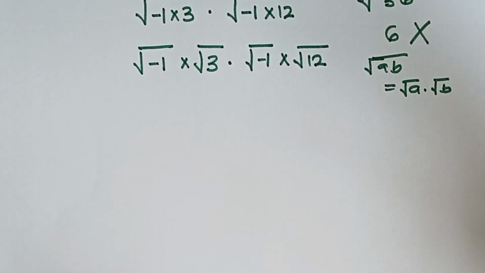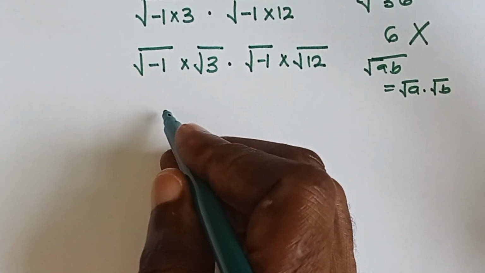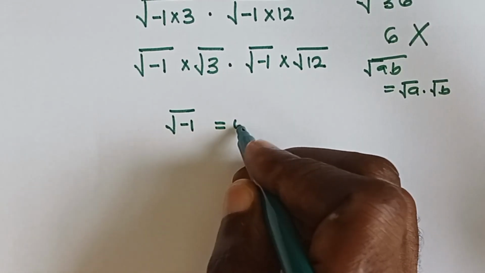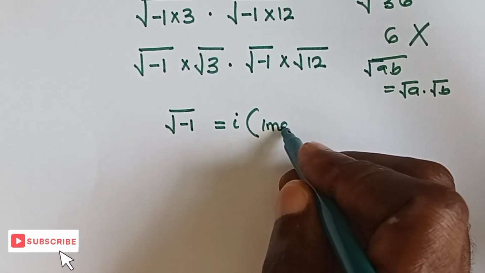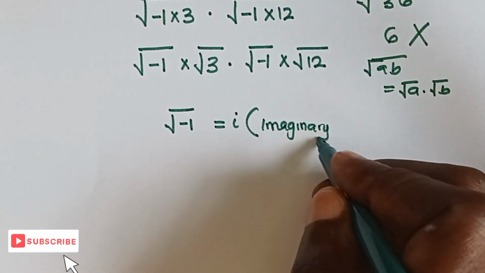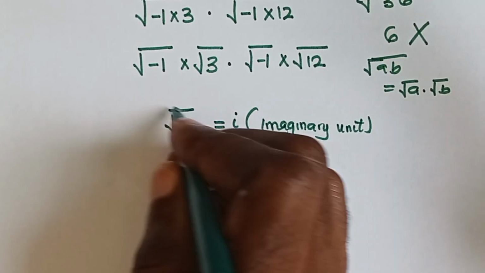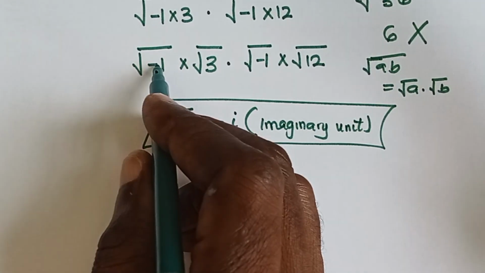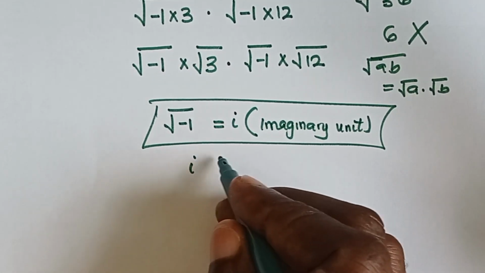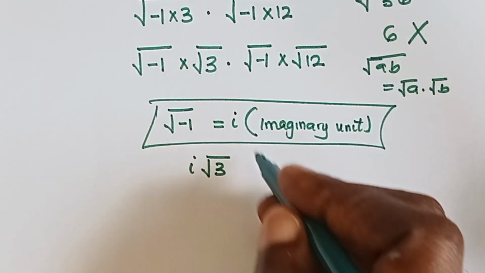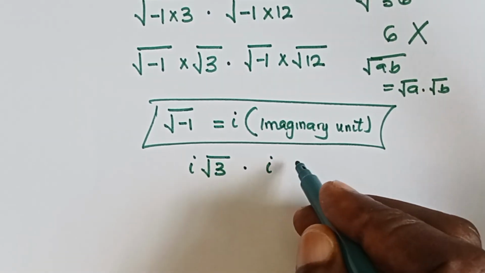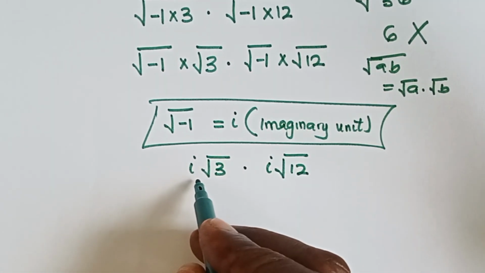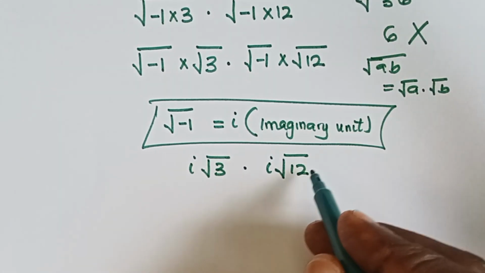Alright, so now what is square root of minus 1? Square root of minus 1 is equal to i. That is what we call the imaginary unit. Okay, so square root of minus 1 is i. So from here we can write i to replace square root of minus 1, multiplied by square root of 3. Also here we write i, and we have square root of 12. Now we can multiply i root 3 and i root 12.